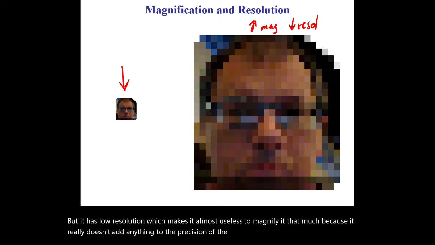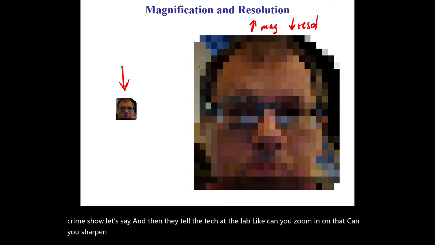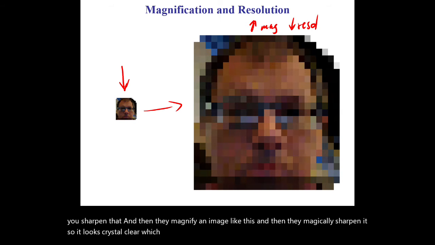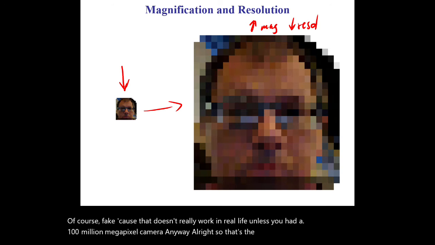This is one of the gripes I have with TV shows and movies when they always have surveillance footage of the bad guy in a crime show, let's say, and then they tell the tech in the lab, "Oh, can you zoom in on that? Can you sharpen that?" And then they magnify an image like this, and then they magically sharpen it so it looks crystal clear, which is, of course, fake, because that doesn't really work in real life, unless you had a 100 million megapixel camera. Anyway, all right, so that's the deal with the resolution.